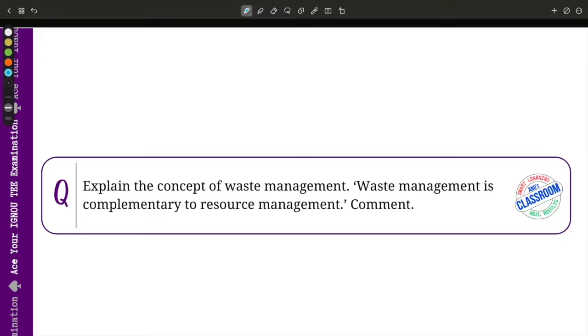So, in short, waste management is all about handling what is discarded smartly, whereas resource management is about using what we have wisely. Together they ensure resources are used optimally, cost is minimized, and environmental impact is reduced, making them complementary parts of sustainable management.